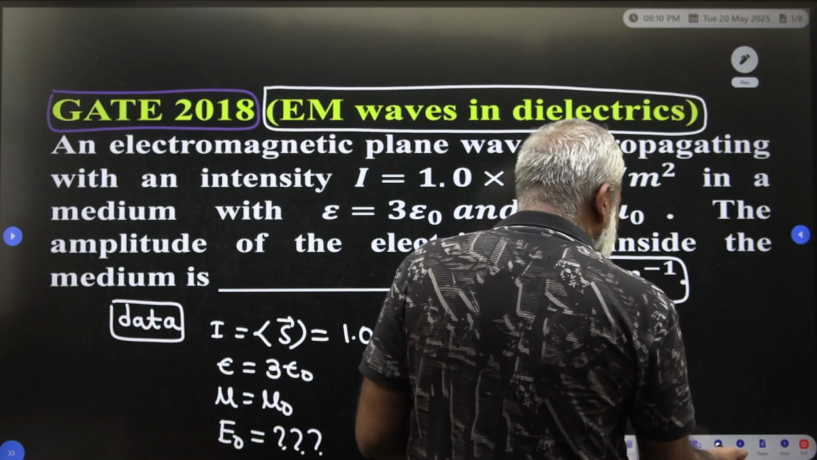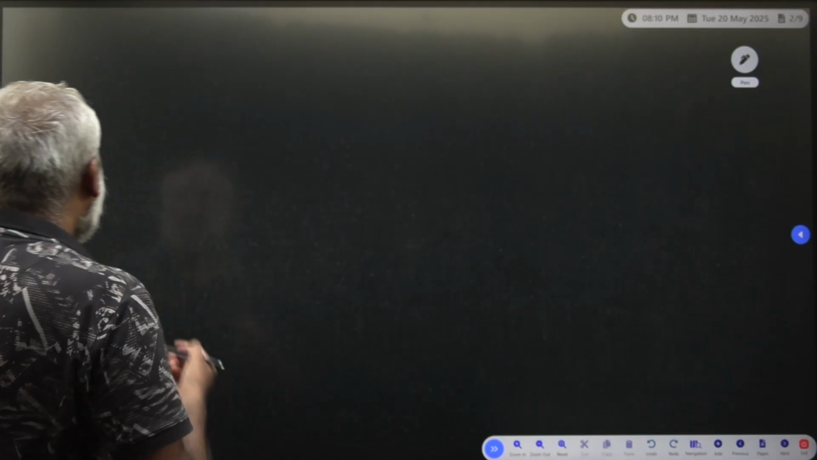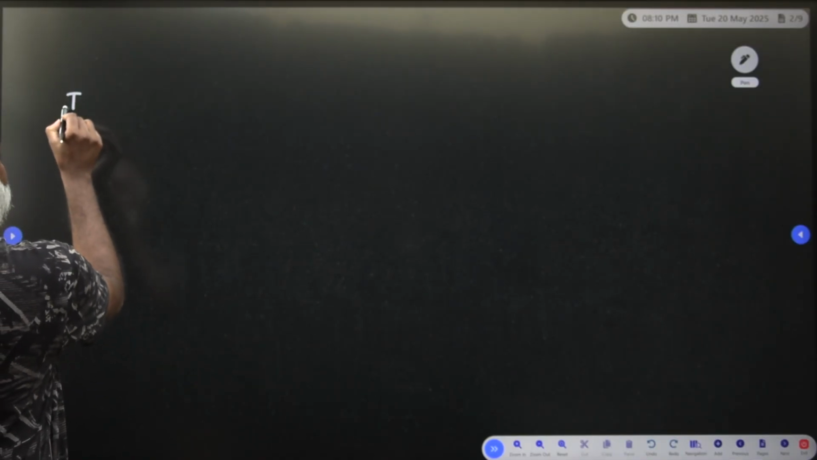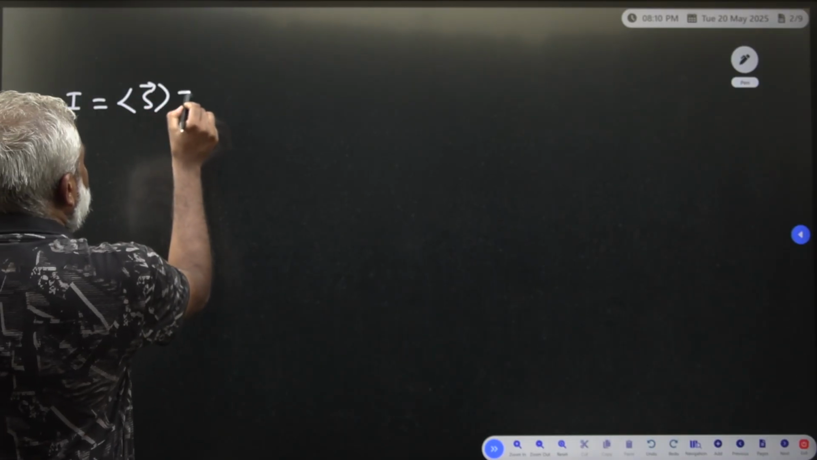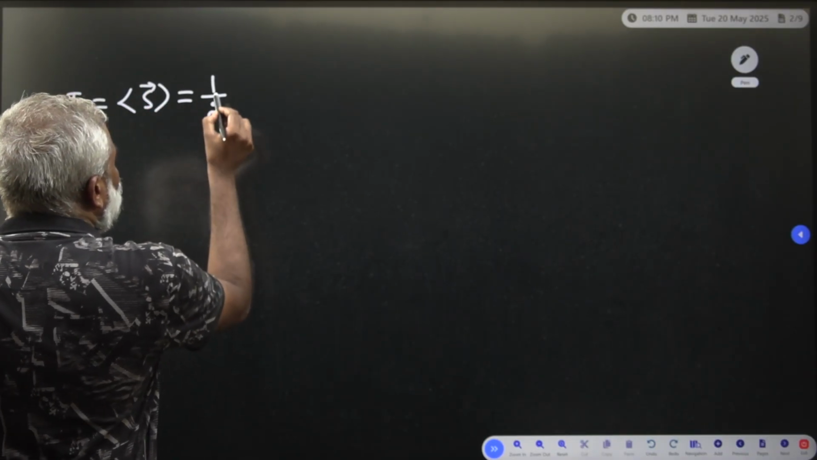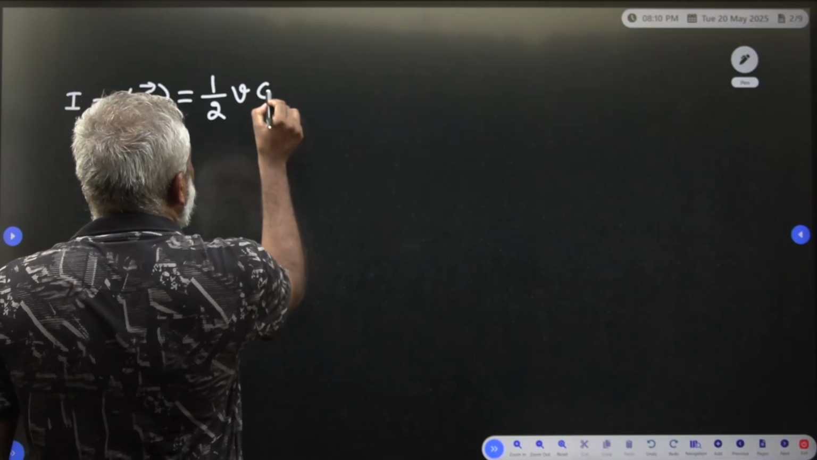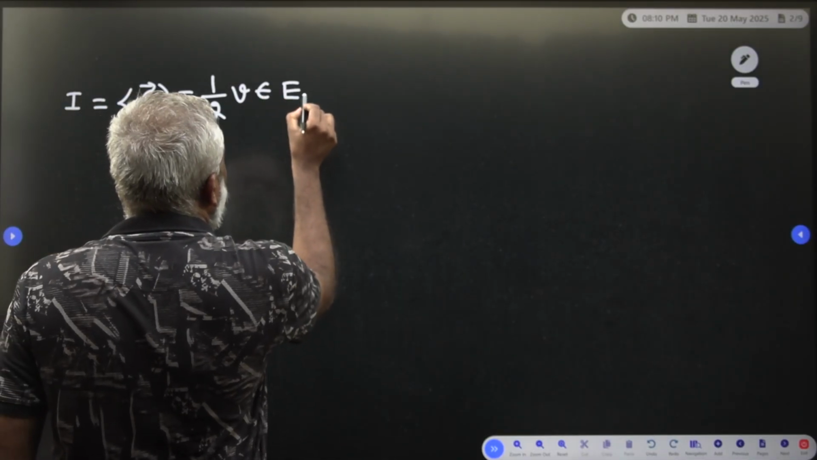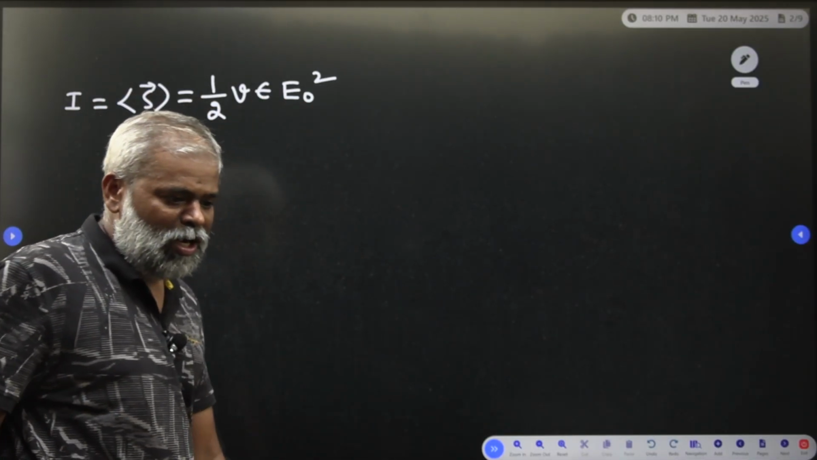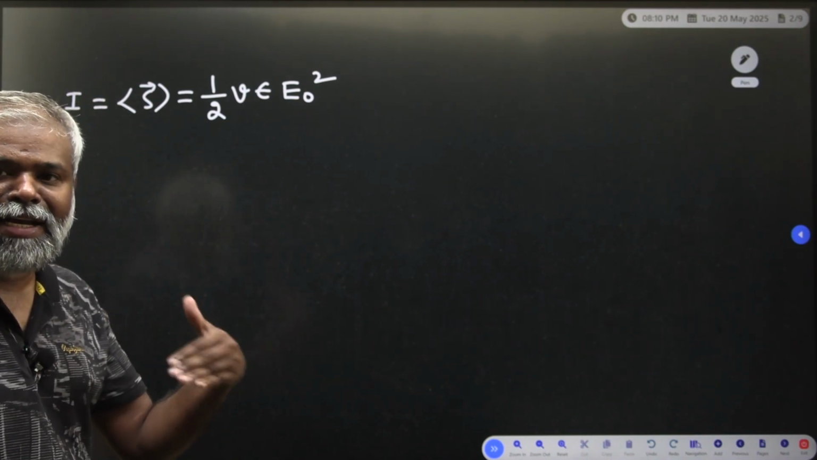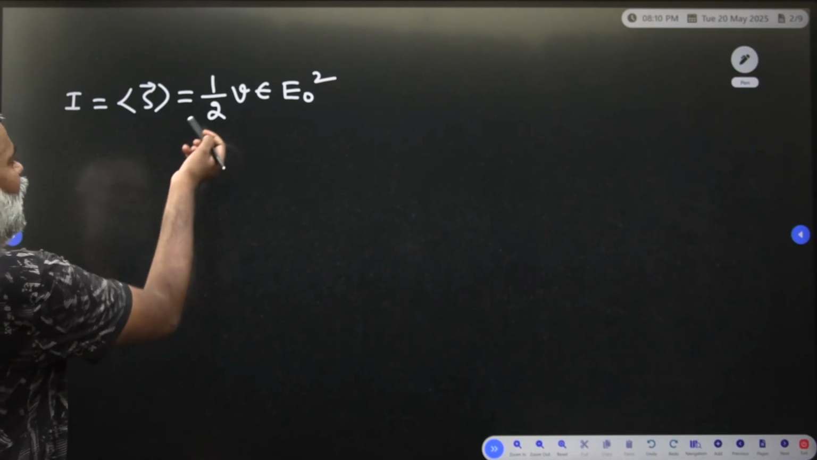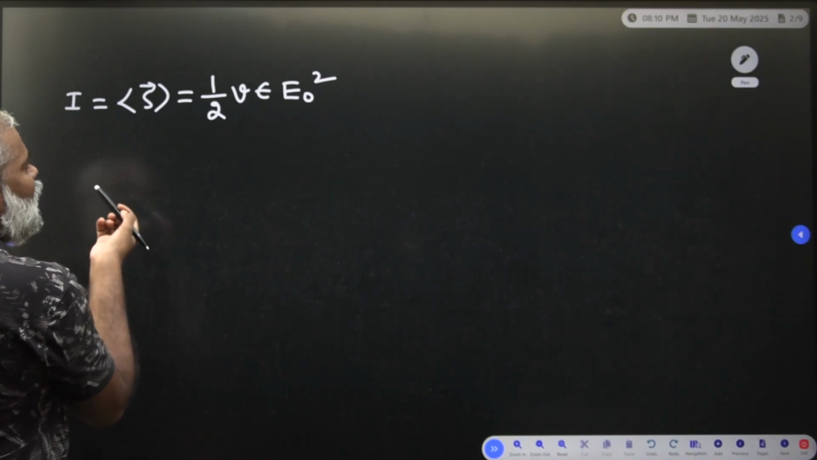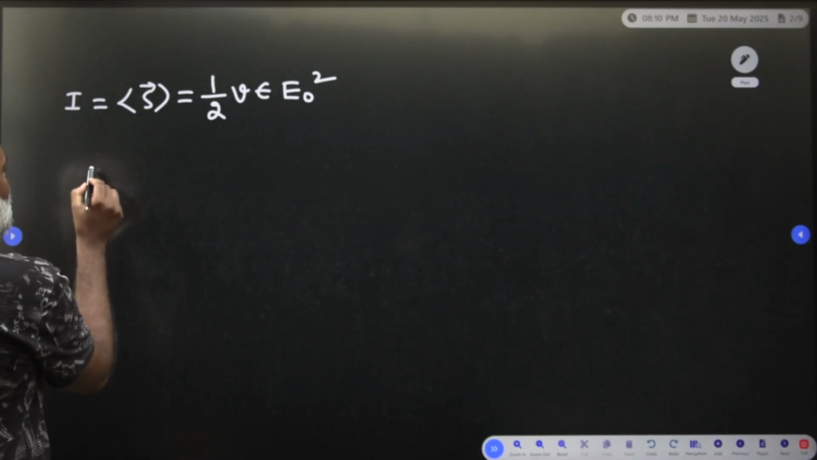How we need to calculate, once you have to see. We know that the intensity, the average Poynting vector, is equal to 1 by 2 into V into epsilon into E naught square. This is our fundamental formula, the intensity of an electromagnetic beam. Clear? So based on this, which one do we need to calculate? E naught we need to calculate.